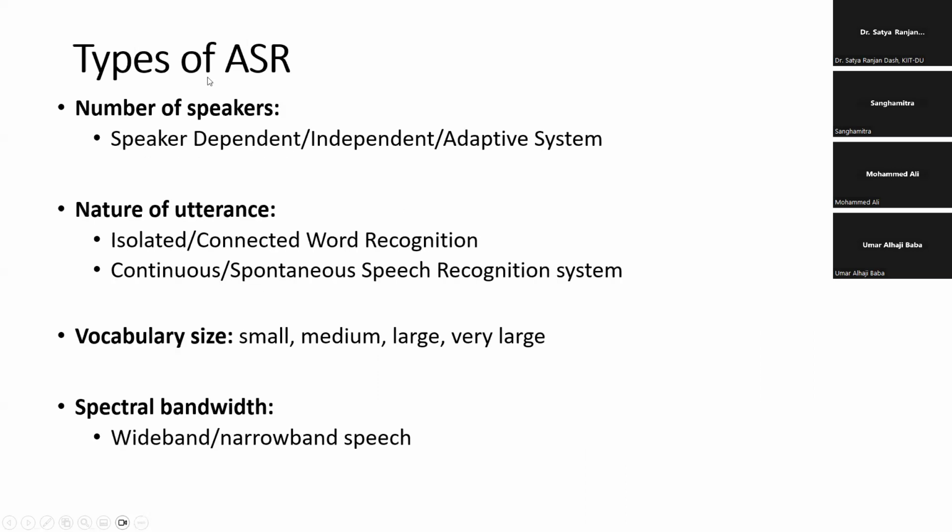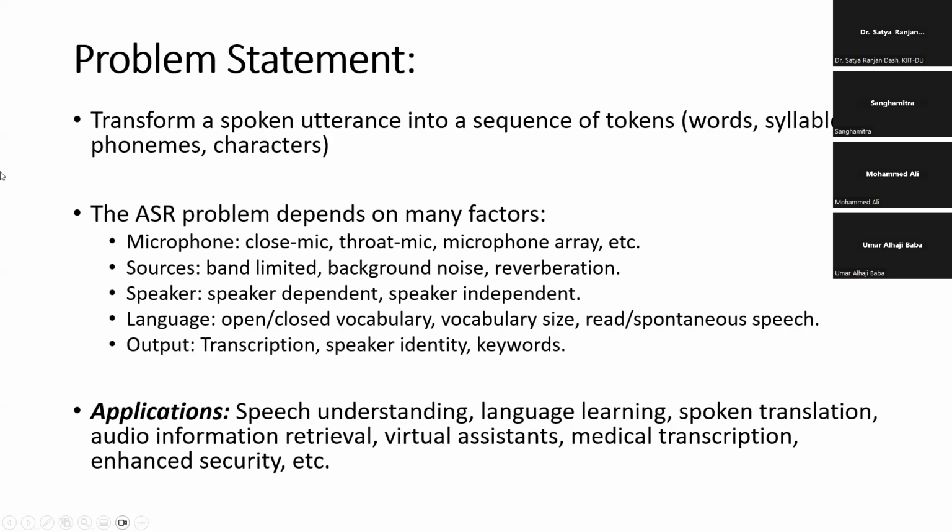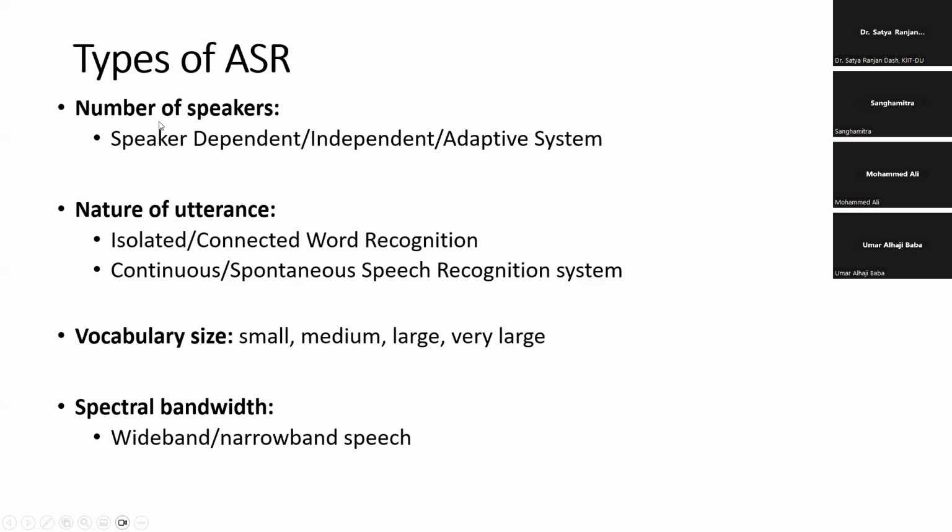Now, based on the factors that I just mentioned, you can see that there are different types of ASRs. For example, you can have a speaker-dependent ASR system, or you can have a speaker-independent system, or you can also have a speaker-adaptive system, where you start with speaker-independent systems, and then the system will have the capability to adapt to the voice of the new speaker, provided you give a small amount of speech data of the new speaker.